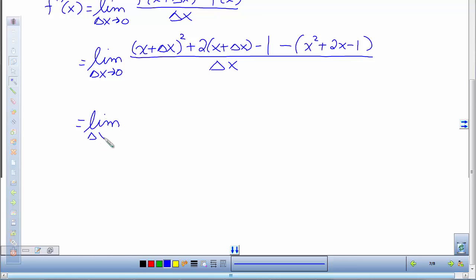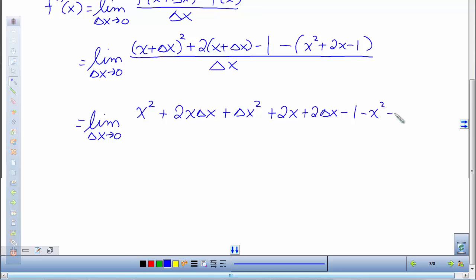So we got the limit as delta x approaches 0, and we've got x squared plus 2x delta x plus delta x squared, plus 2x plus 2 delta x minus 1 minus x squared minus 2x plus 1 all over delta x.